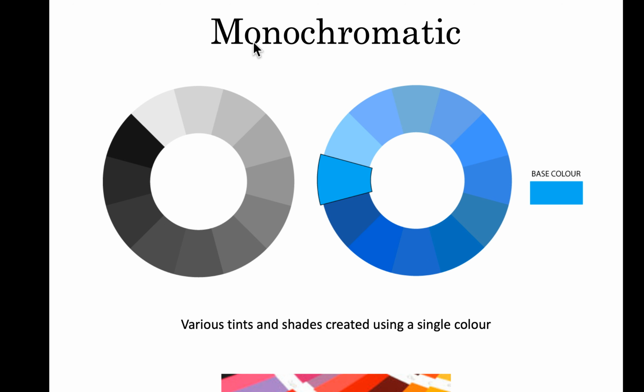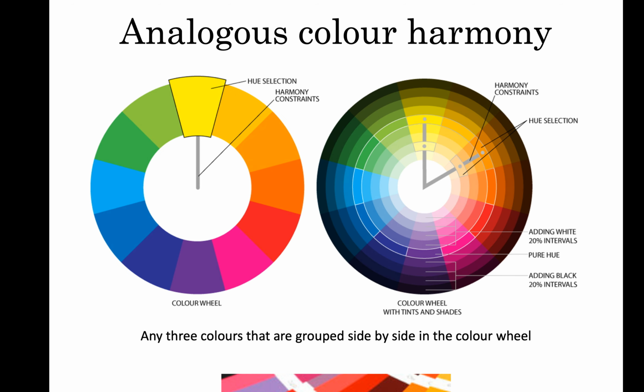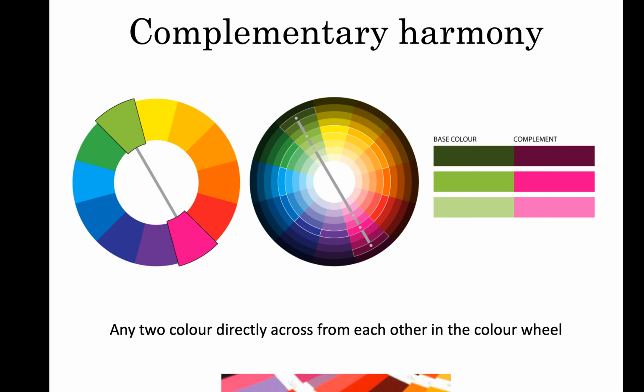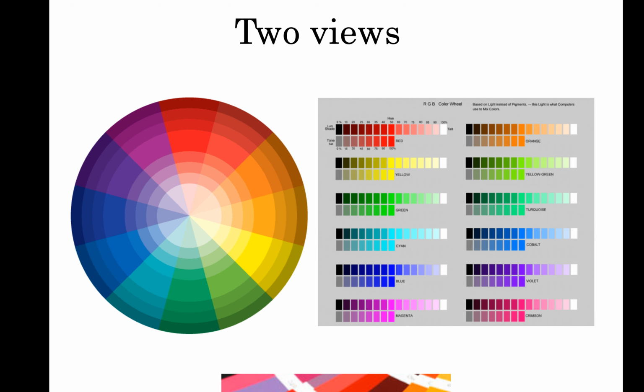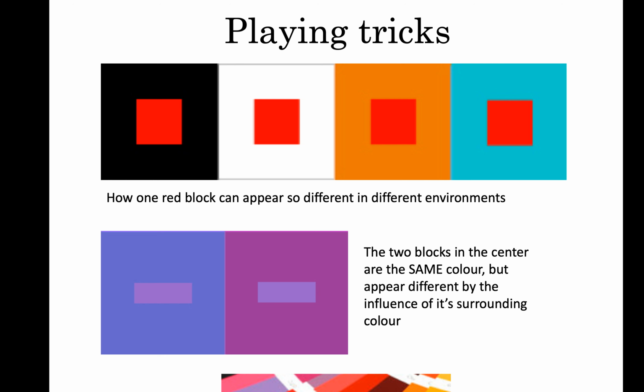Our color harmonies include monochromatic, single color, tints and shades of a single color. Analogous color harmony, 3 colors positioned side by side on a 12-point color wheel. A complementary color harmony, which includes 2 colors opposite each other on the 12-point color wheel. So remember, opposites attract. The tetrad harmony, that's 2 sets of complementary colors, which equal your tetrad, your 4. And then just taking a look at your views, don't forget how the color appears in its environment. We have to be aware of that also. And here ends the lesson on color theory.